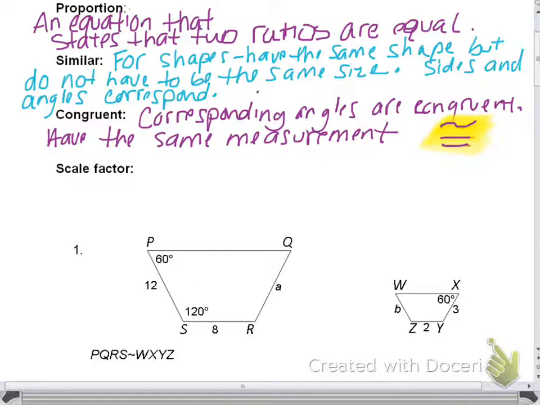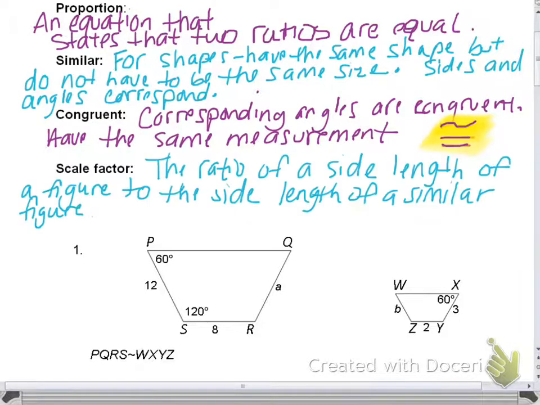Okay, the next word we're going to look at before we get started here is scale factor. Scale factor is the ratio of a side length of a figure to the side length of a similar figure. So go ahead and write that into your notes as well. And I'm going to show you a few examples of what I'm talking about.